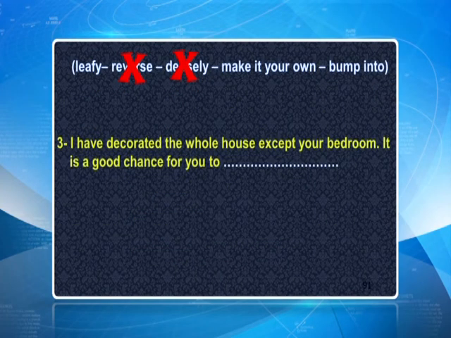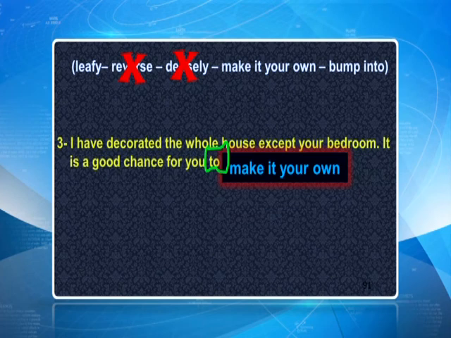I have decorated the whole house except your bedroom. It's a good chance for you to... so we need here a verb. Why? Because we have the word to in order to get an infinitive. We have to choose between make it your own or bump into. That's it, to make it your own. So cross the word and we move.